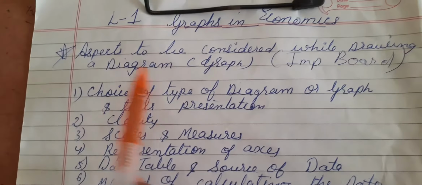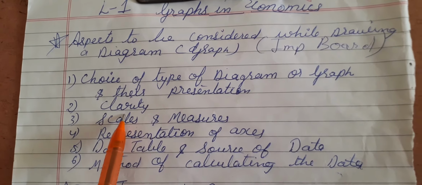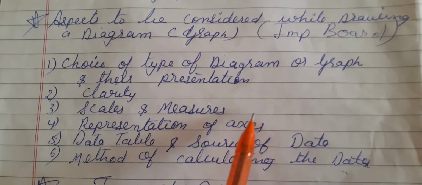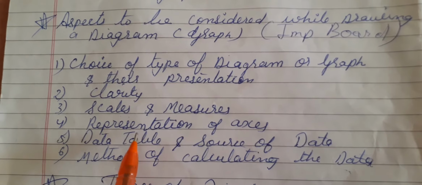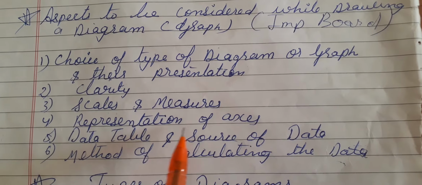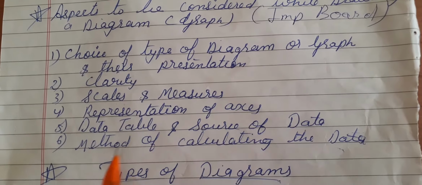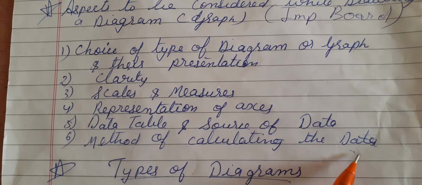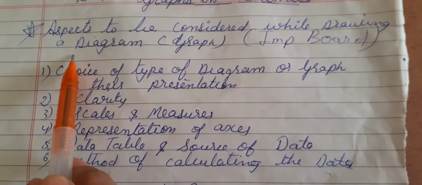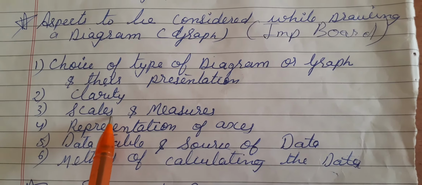So these are the aspects to be considered while drawing a diagram. Students, again I am repeating: choice of the diagram, clarity, it should be neat and clear, scales and measurement should be properly used, it should not be too big or too short. Clear? Representation of axis, what you are mentioning on the x-axis and on the y-axis should be clearly mentioned. Data table should be there and sources of data should be mentioned. Next, method of calculating the data. Students, you have to write this answer. What aspects are to be considered while drawing a diagram and graph? Important for the board exam. So you just write this answer also.